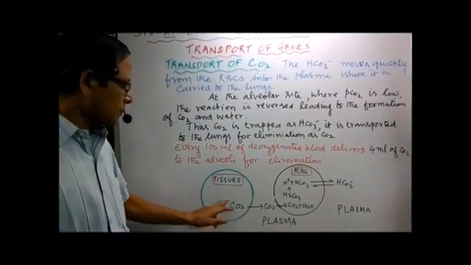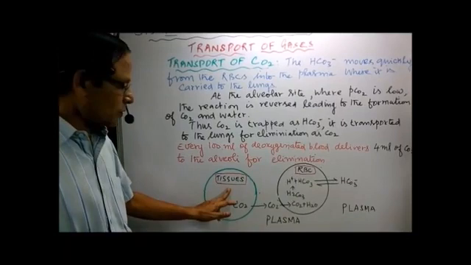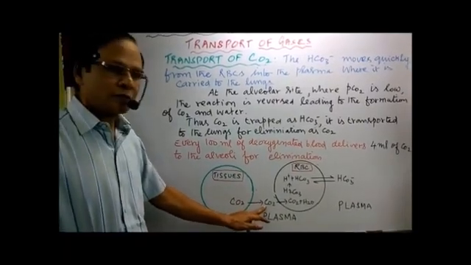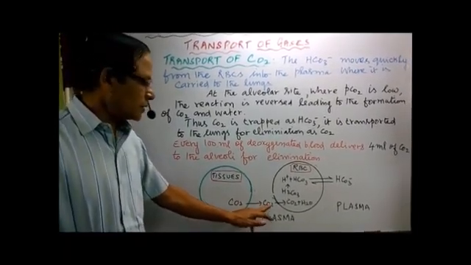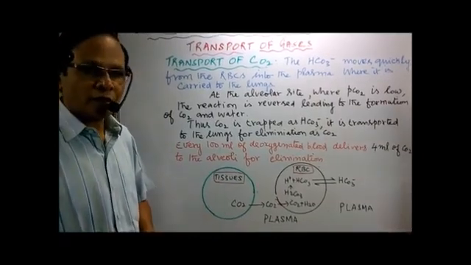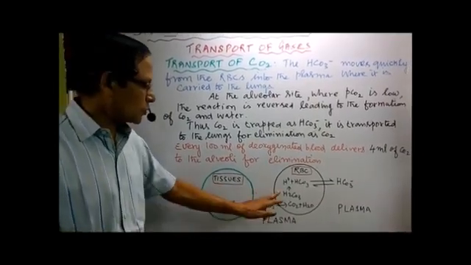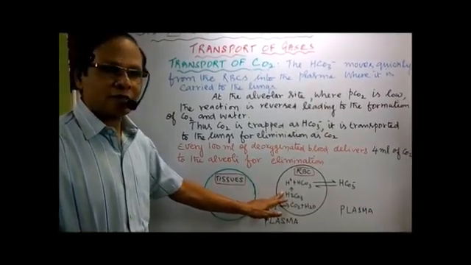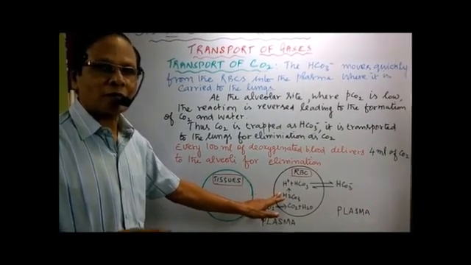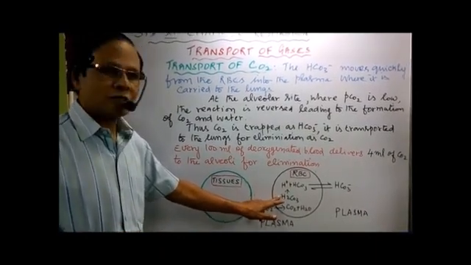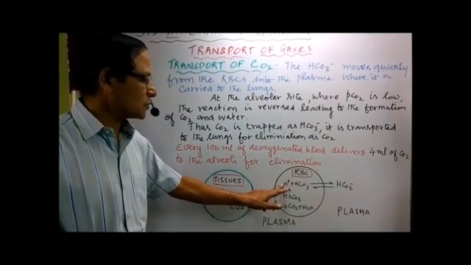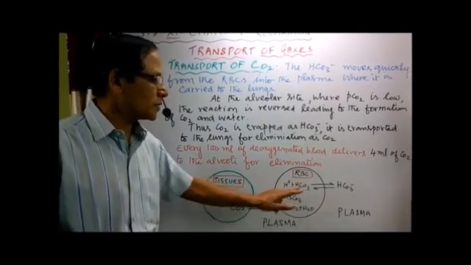Now carbon dioxide is formed inside the cells as a result of catabolism. It enters into the plasma of the blood, from where it enters into the RBC, where it combines with water to form carbonic acid. This reaction is catalyzed by the enzyme carbonic anhydrase. Carbonic acid is unstable because it is a weak acid. It dissociates into hydrogen ions and bicarbonates.